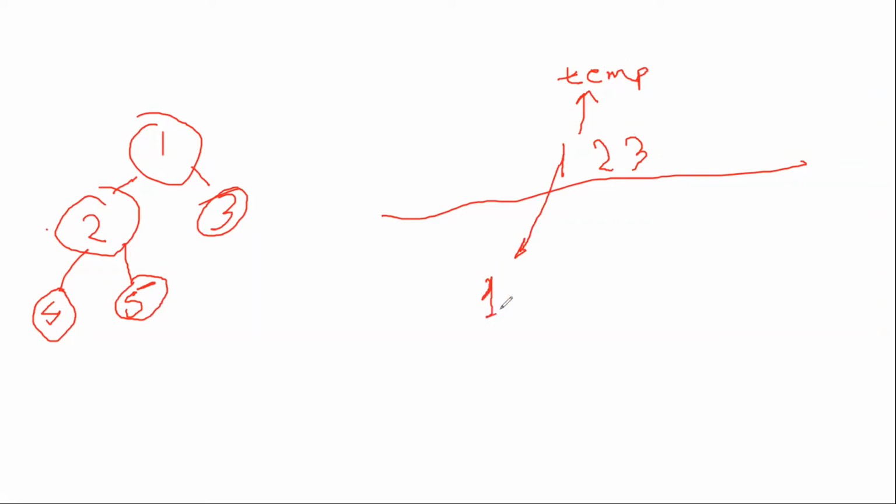Then similar to that, we'll check the 2. First we'll push it to the temporary node, then we'll check whether this 2 has any left or right child. If yes, that is 4 and 5, we'll push both 4 and 5 in the queue, and then we'll print the element 2. Similarly, we'll check whether the element 3 has any left or right child. If it doesn't have, we'll just print it. Similar for the 4 and 5.